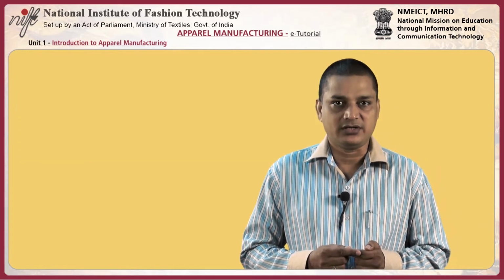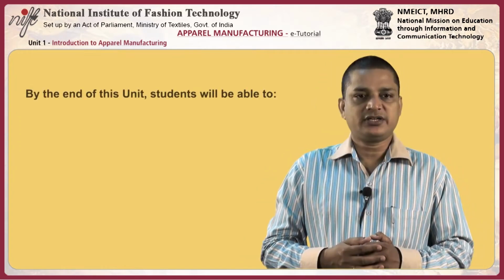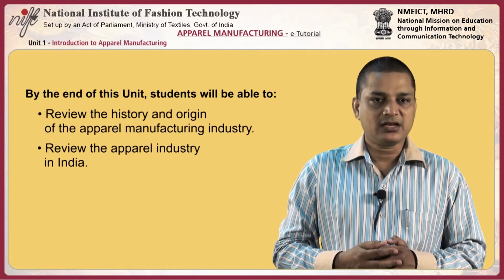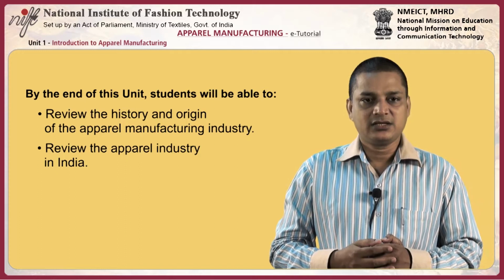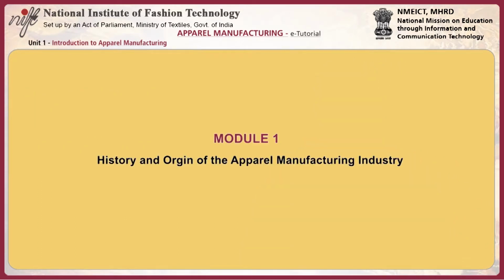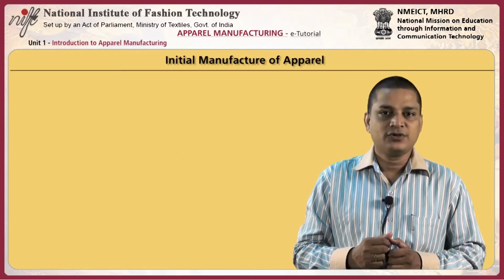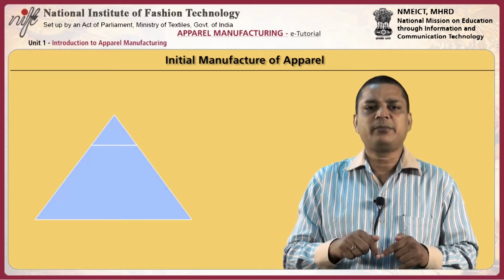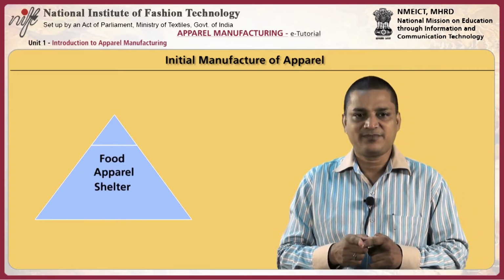By the end of this unit, students will be able to understand the history and origin of the apparel manufacturing industry, and understand the apparel industry in India. In the first module, you will get an overview of how apparel was manufactured initially and the impact of the industrial revolution. Food, apparel and shelter are the base of the pyramid of needs for life.